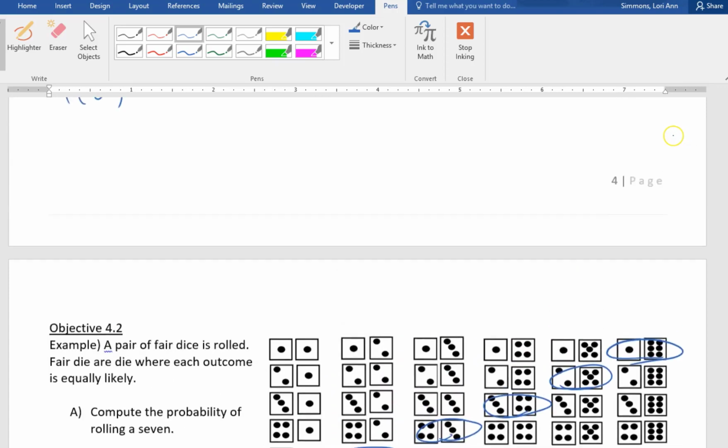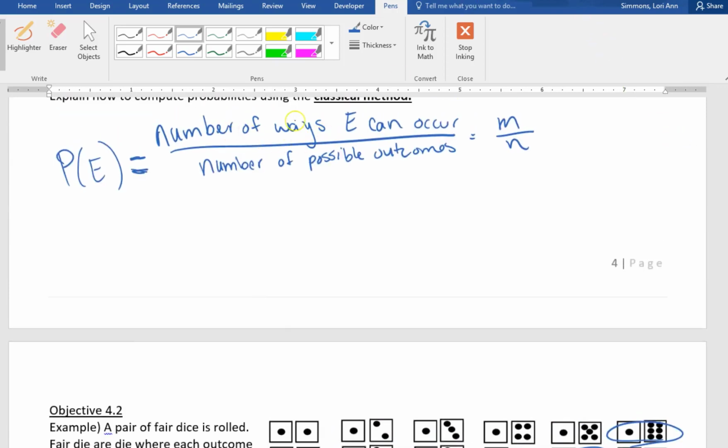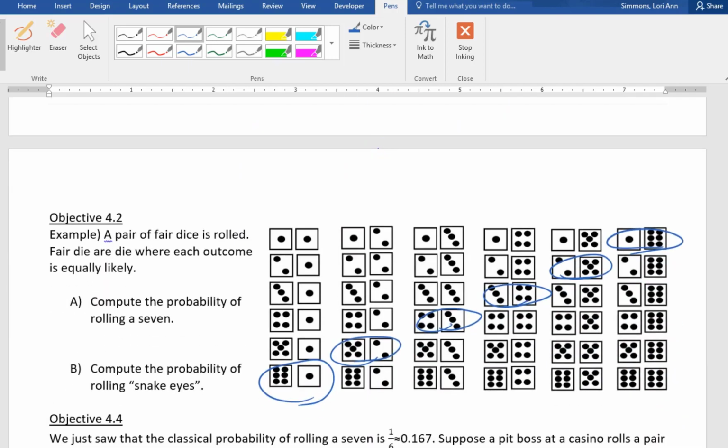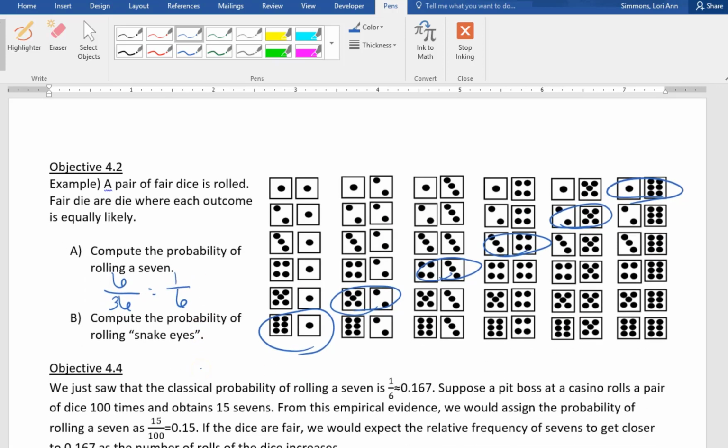If we go back up to our definition, what are the number of ways E can occur? 6 times. And what's the total number of possible outcomes? There are 36 possible outcomes here. This reduces to 1 over 6. And then compute the probability of rolling snake eyes. Snake eyes means a 1 and a 1. So we have a 1 out of 36 chance.